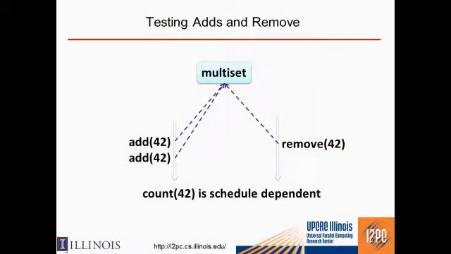So let's say we want to test a certain scenario where we have two threads that execute, operating on the same shared object. One of them does two adds, and the other thread does a remove. And what we would like to do is to test whether these add, remove, and count behave as we would like them to behave. Now, the issue here is that the value of this count is schedule dependent. Based on the order in which we execute these adds and removes, and even the order in which the instructions from them interleave, we can get different results.